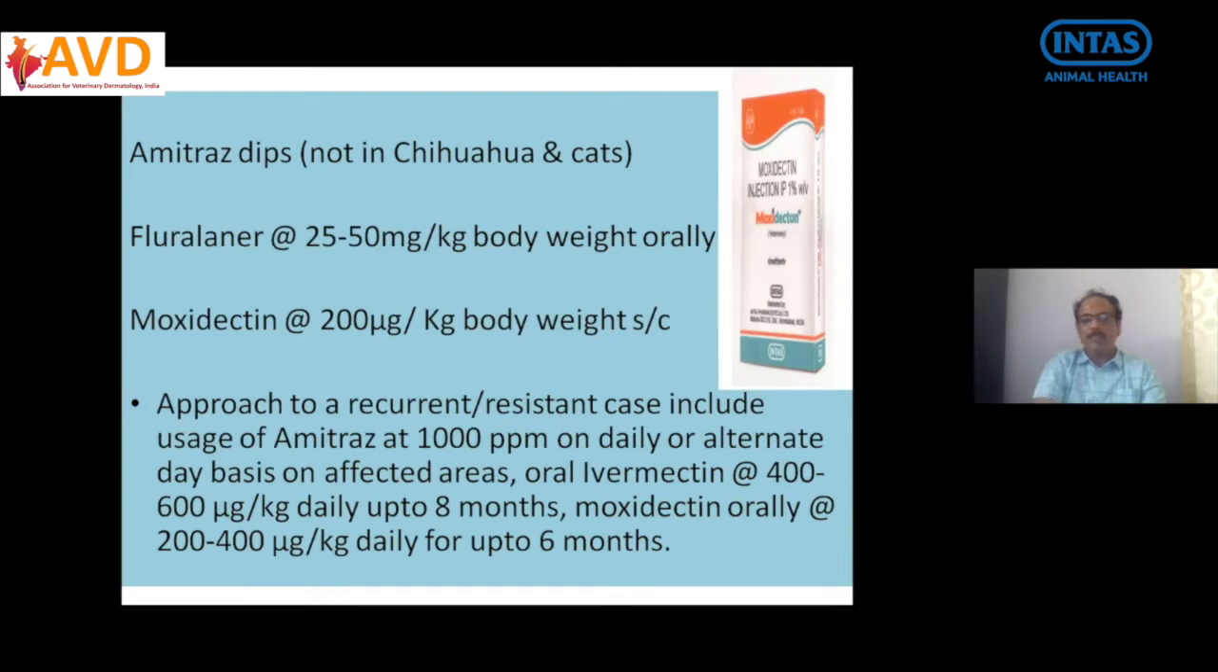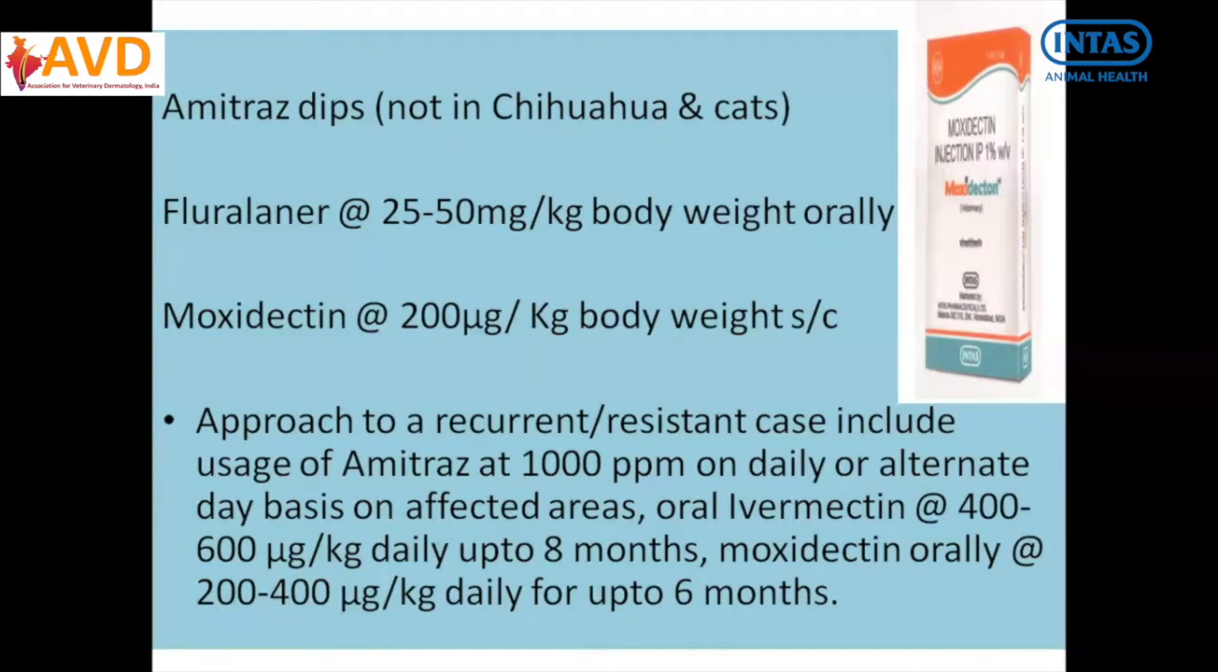Amitraz dips can be tried, not in Chihuahua breeds, and in cats you can avoid. Fluralaner, the latest compound marketed as Bravecto, can be tried at a dose rate of 25 to 50 mg per kg body weight orally once in every 3 months that you can try. Moxidectin can be tried at the dose rate of 200 microgram per kg body weight subcutaneously.